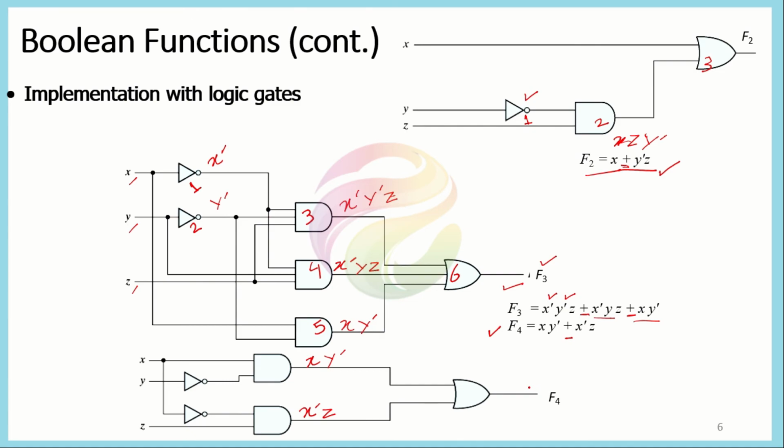As we have seen in the last slide, because f3 and f4 produce the same results, both of the functions are the same. But if you look at the implementation, you can clearly see that f4 is more economical, because in f4 we are using a total of 1, 2, 3, 4, and 5 gates. We are using 1 less gate than f3. So f4 is more economical as compared to f3.